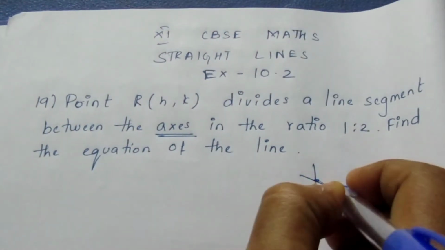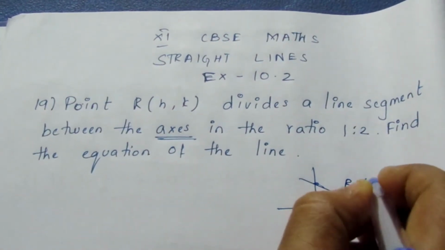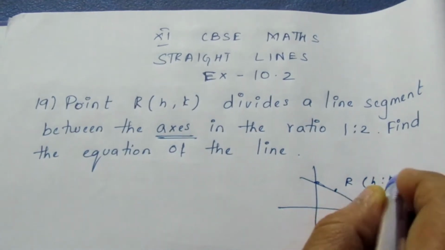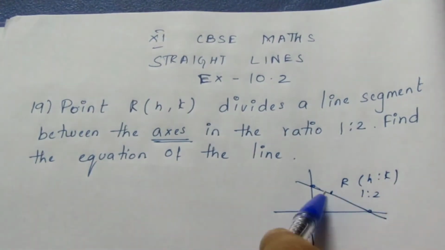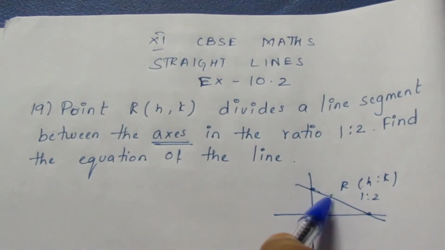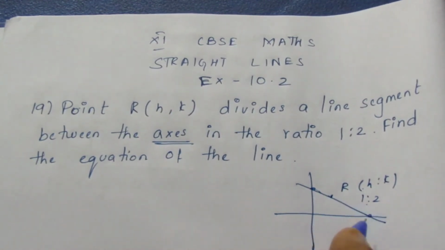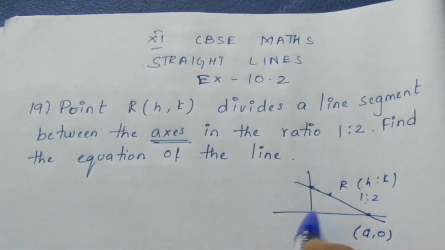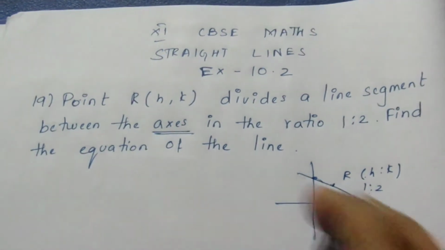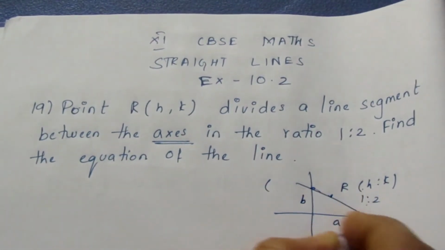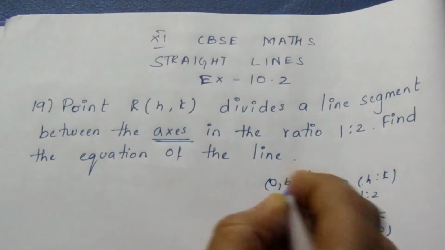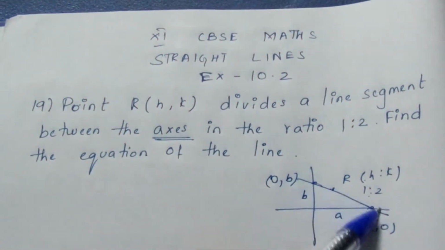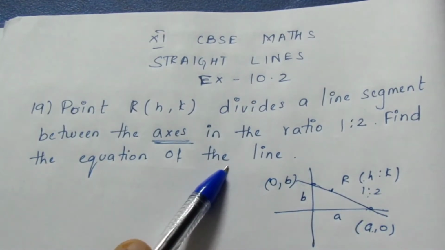So there is a point R which divides in the ratio 1:2. So we know the point R and we know the ratio in which it is divided. Here it is x comma 0, right? Let me write it to be A. If the distance is A, so A comma 0. Here if the distance is B, then 0 comma B on the y-axis. You should understand the diagram, only then we can go ahead with the sum.